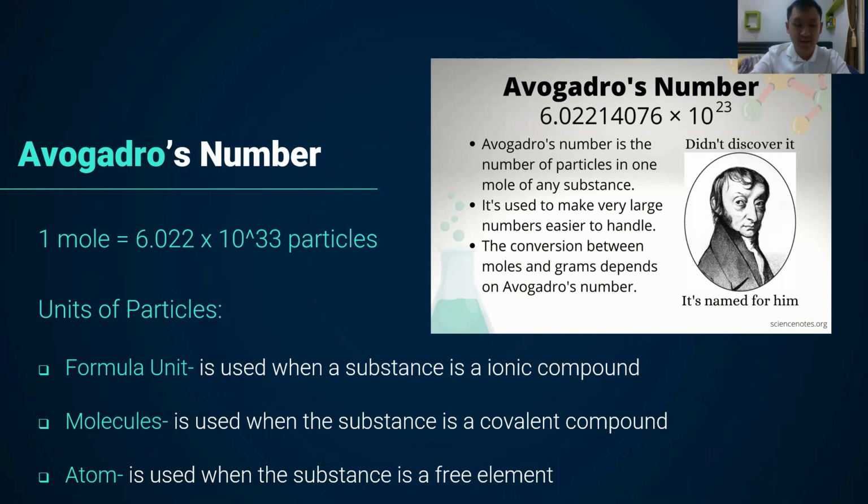Next are the units of particles, which are formula unit, molecule, and atom. Formula unit is used when a substance is an ionic compound. Molecules are used when the substance is a covalent compound. And lastly, atom is used when the substance is a free element.